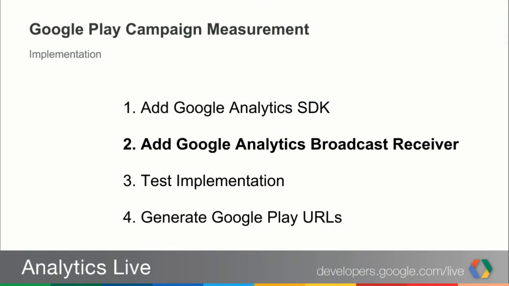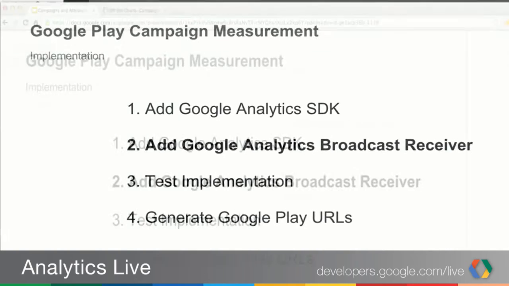So once the SDK is implemented, however you're going to do that, the next step is to make sure that the broadcast receiver actually gets implemented as well. And this is going to be the receiver that takes that install referrer intent that the Google Play Store is going to send to your app. So really quickly, what that's going to look like.